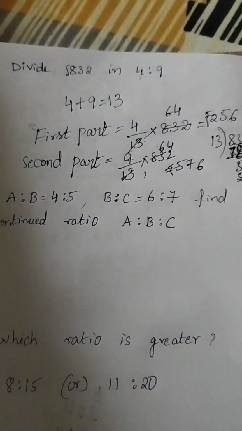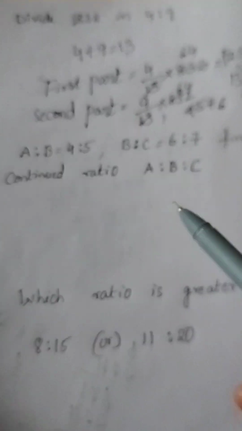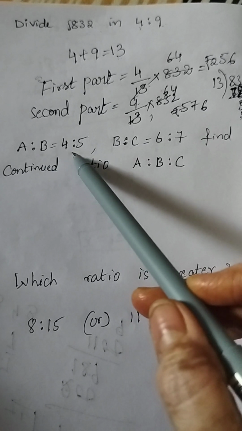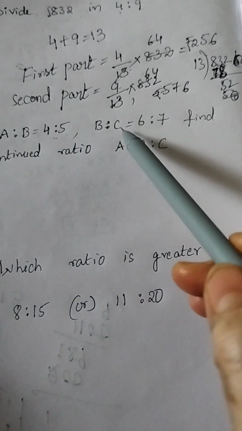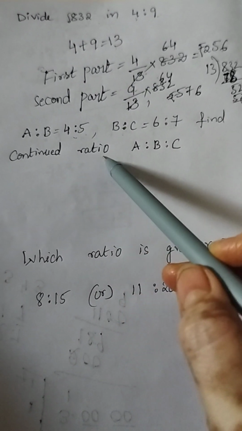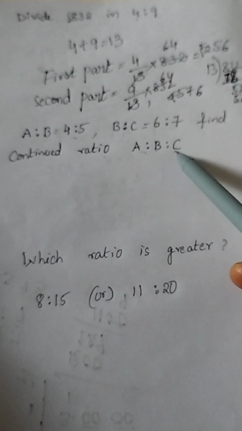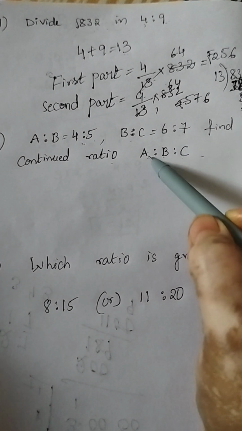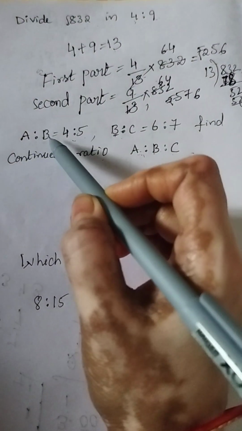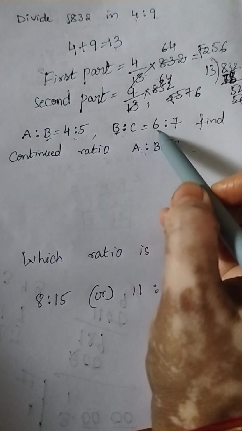Next one is how to write a continued ratio. A is to B is given as 4 is to 5. Next, B is to C is 6 is to 7. Find the continued ratio of A is to B is to C. Here B is common in both, A is to B and B is to C.